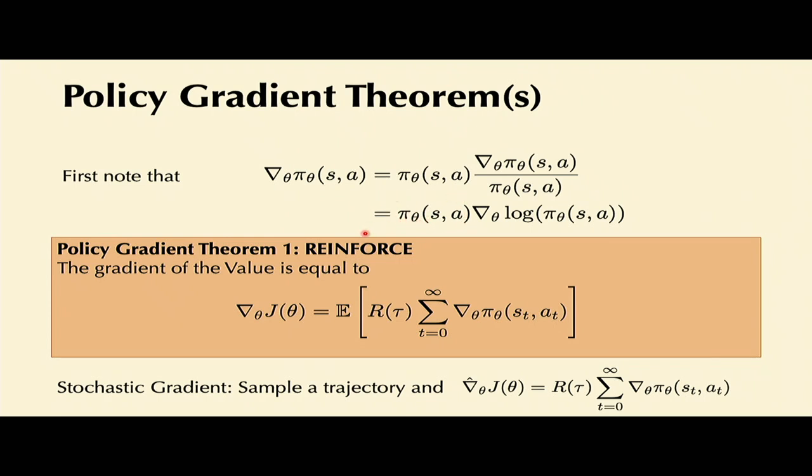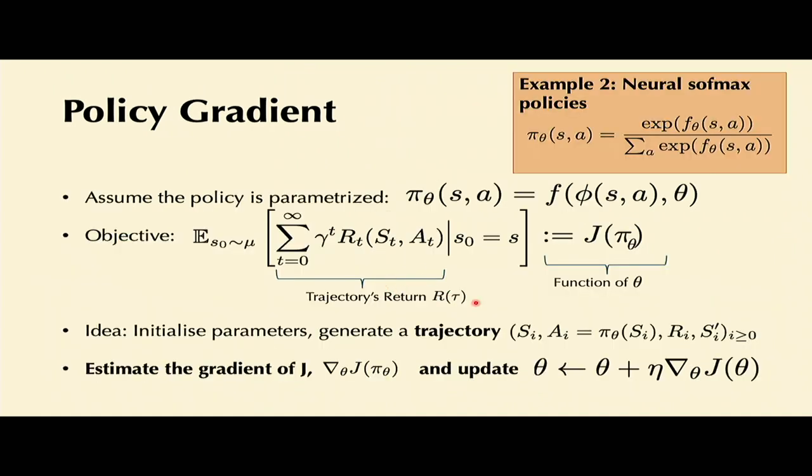So it's going to really nicely rewrite the gradient of the policy as an expectation of the total reward of this trajectory. Remember, we generated a trajectory. So we have state, action, reward, like this, for an infinite sequence. So we can compute this R of tau, it's this thing, right? The total return.